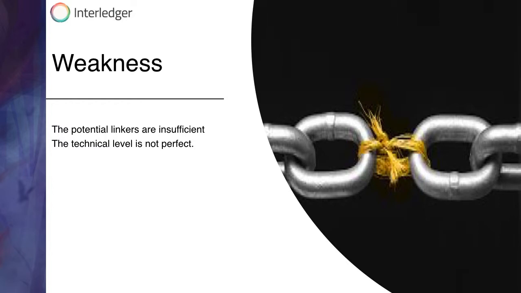The technology level is not perfect. As I said, for now some problems still appear. The first problem is that when they're sending the message, there is something called an ILP packet, and if someone loses it, it's very hard to find it back. It's totally lost, and that's a kind of problem you need to solve.